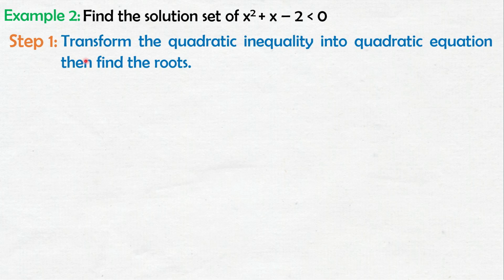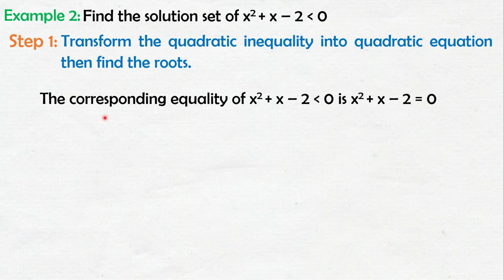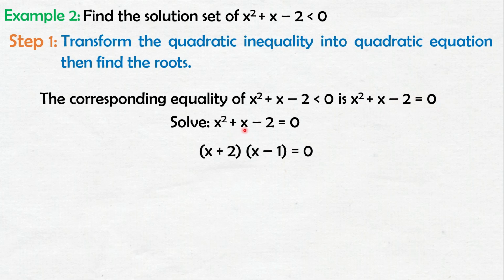So, step 1, again, transform natin quadratic inequality into quadratic equation. The corresponding equality of x squared plus x minus 2 less than 0 is x squared plus x minus 2 equals 0. Again, papalitan lang natin yung inequality symbol ng equal sign. And then, solve natin tong quadratic equation na to. So, by factoring, kukunin ko yung factors ng negative 2 na magbibigay ng sum na 1. So, that is 2 and negative 1. 2 times negative 1, that is negative 2. And 2 plus negative 1, that is positive 1.